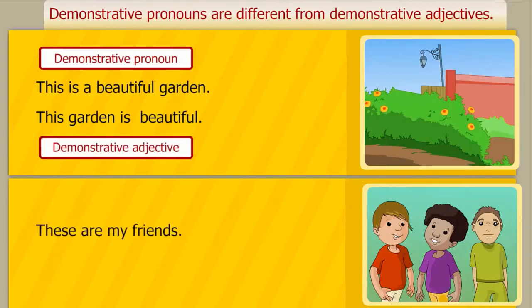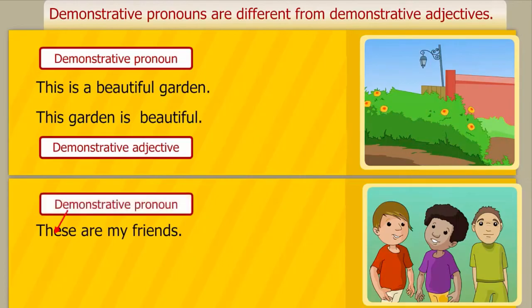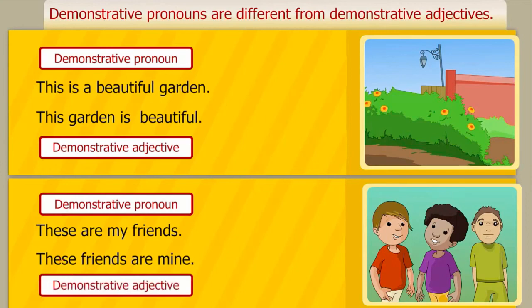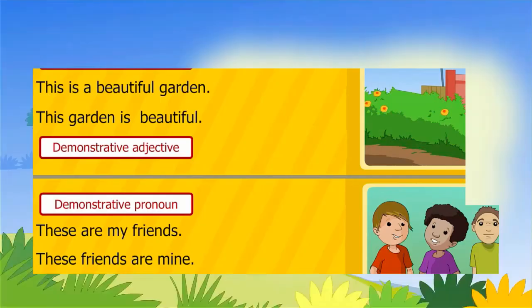These are my friends. Here these is a demonstrative pronoun. These friends are mine. Here these is a demonstrative adjective which describes the friends. Did you notice that when the demonstrative is just before a noun, it functions as an adjective to describe the noun? When it appears at the front of the sentence, it acts as the subject and becomes a demonstrative pronoun.